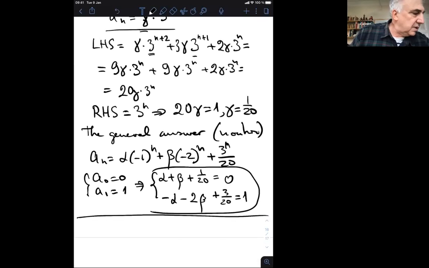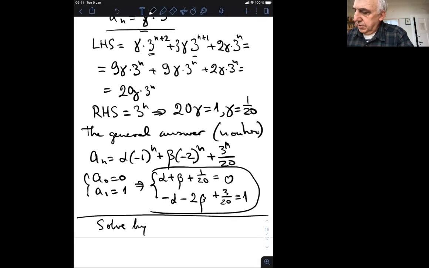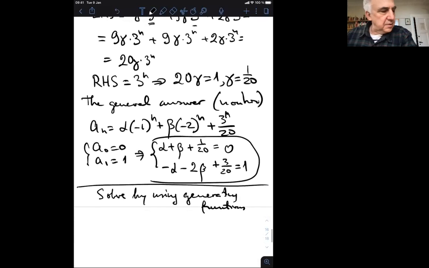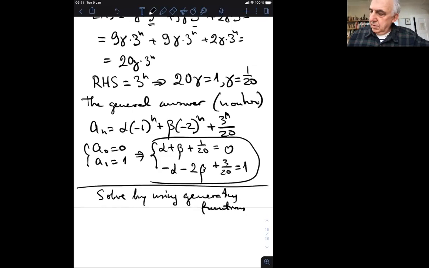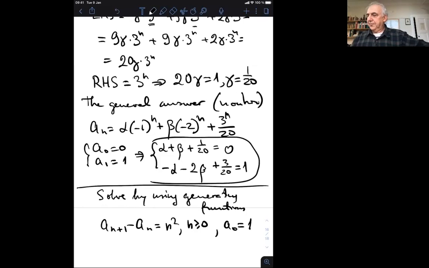See something fairly easy, hopefully. Let me try to solve it by using generating functions. Okay, so let me take a_{n+1} minus a_n equals n squared, where n is bigger or equal than 0, and a_0 should be 1. Okay, let's see.